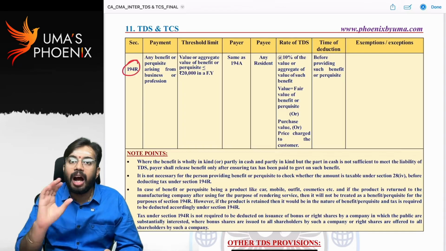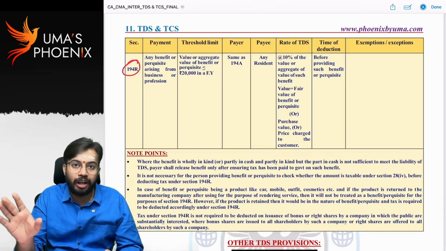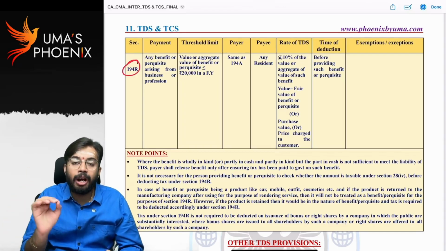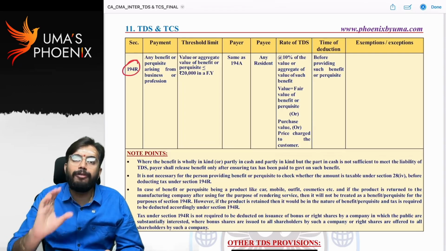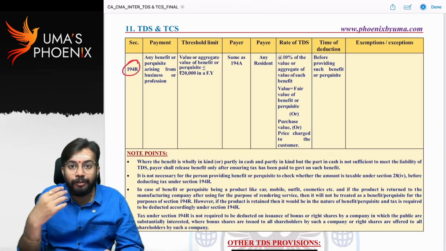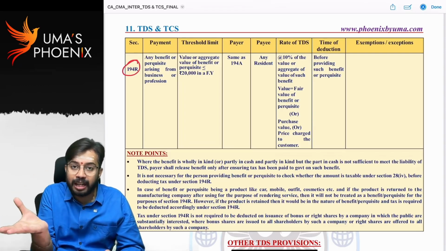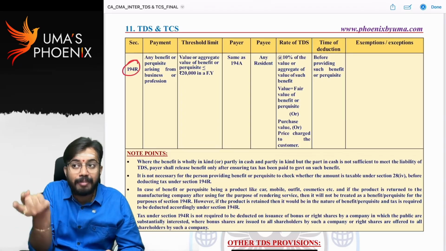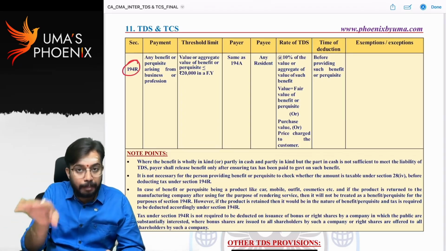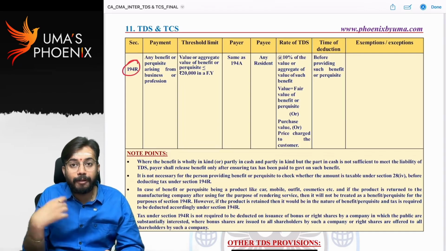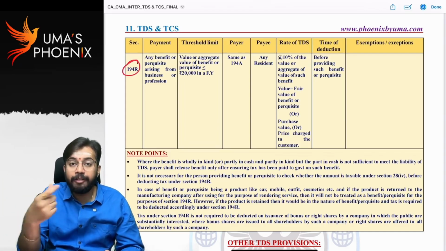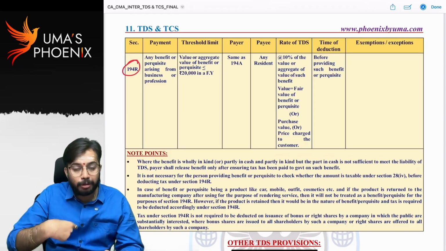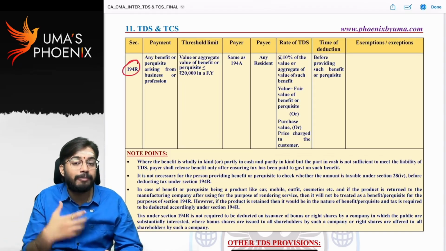For example, I went to audit, I finished the audit. My client paid me audit fees of 1 lakh rupees. Along with 1 lakh rupees, he gifted me an iPhone. Now, why did he give the iPhone? Because I provided professional services to him. That means I am getting the iPhone, I am getting a benefit because of my professional service. Now, this 80,000 rupees iPhone is a gift to me. It is a benefit to me that is received because of my profession.